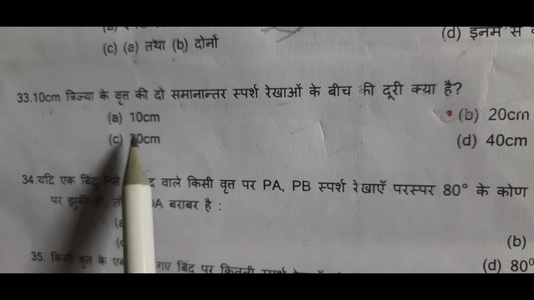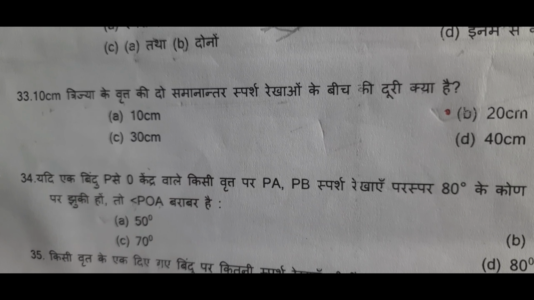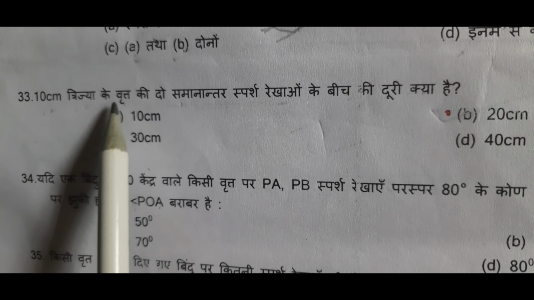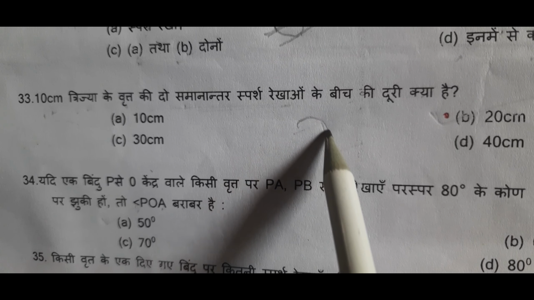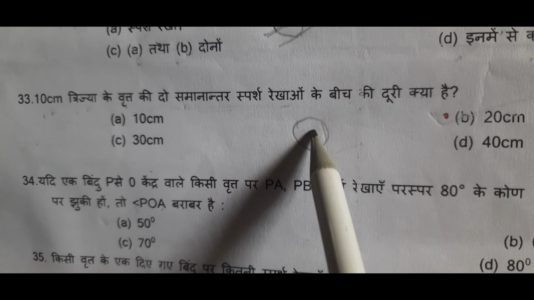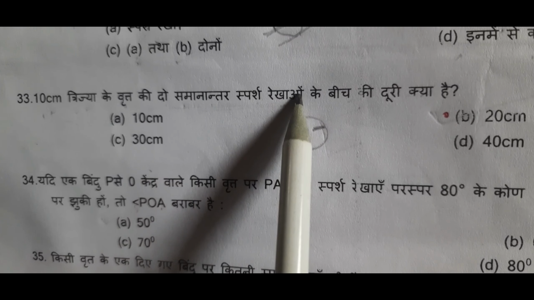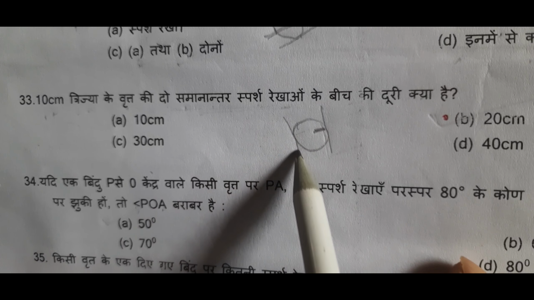Question number 33. What is 33? The radius of a circle is 10 centimeter. Suppose radius 10 centimeter. Two parallel tangents are there. Suppose this is one tangent and this is one other tangent.